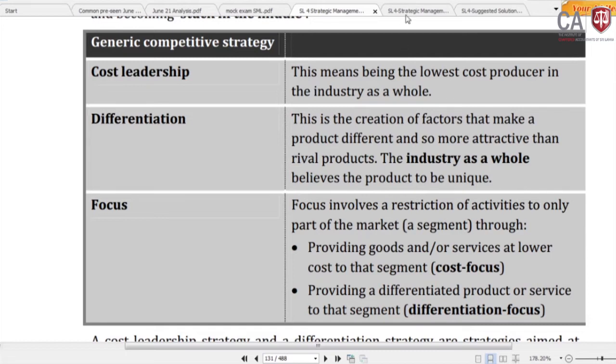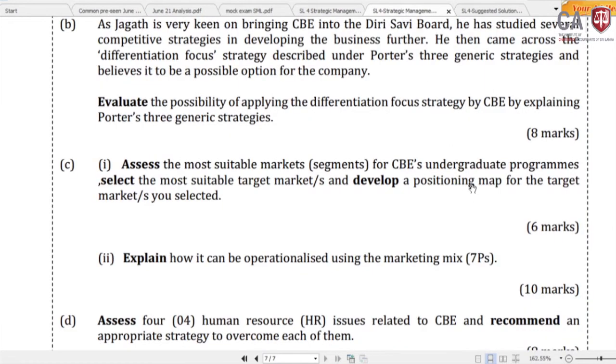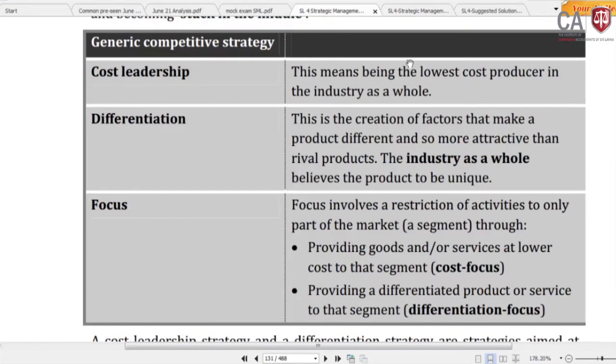Now, here if you look at the question, we have to look at three strategic alternatives, right. What do you think? Is this a possible option? Can we use cost leadership strategy? Can we offer education product at the lowest price to the market? That is not a feasible option. Why am I saying it is not a feasible option?